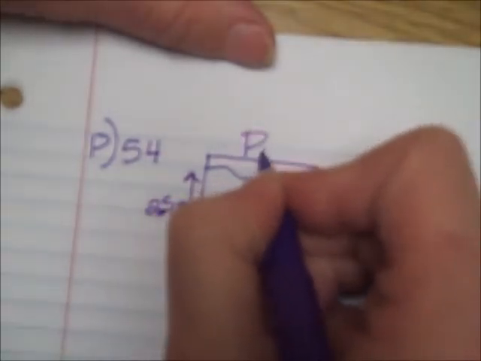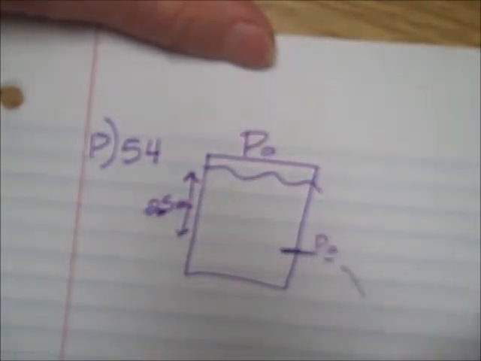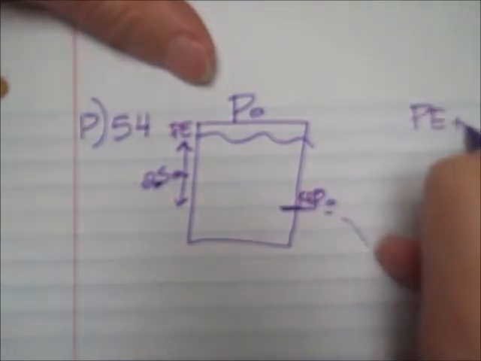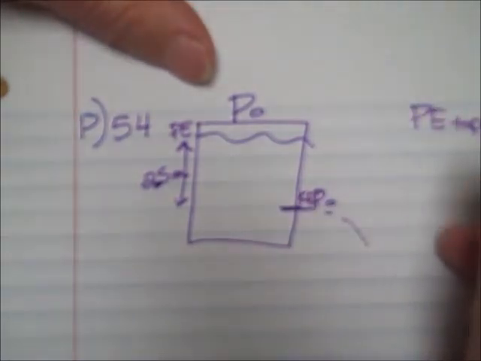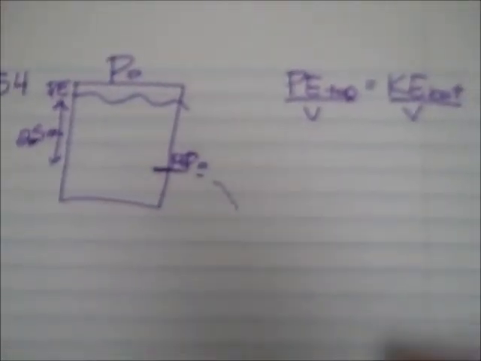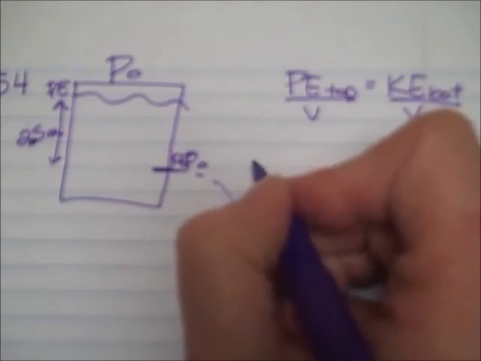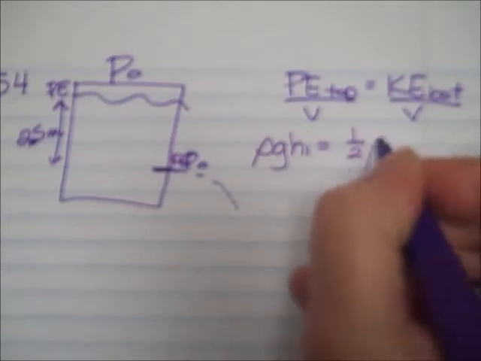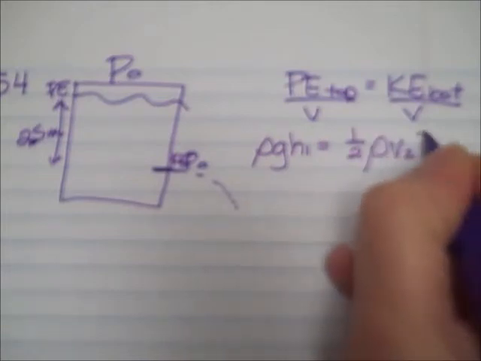The tank is open to the atmosphere. So this is P naught, this is P naught. Guys, do we remember this equation of thinking about, hey, we've got some PE up here, we've got some KE here, we've got to set those equal. Remember, Bernoulli's law is just a statement of the energies per volume. So rho g h1 equals 1/2 rho V2 squared.